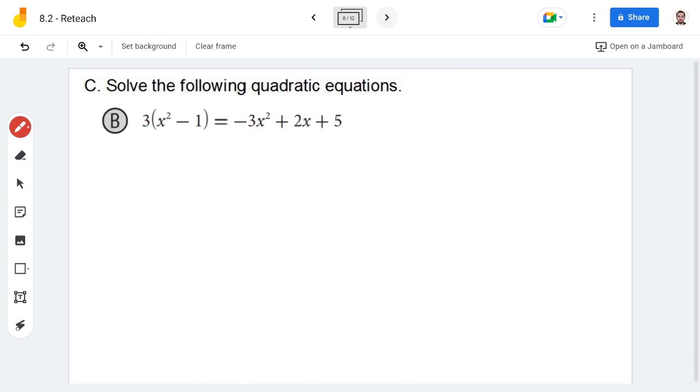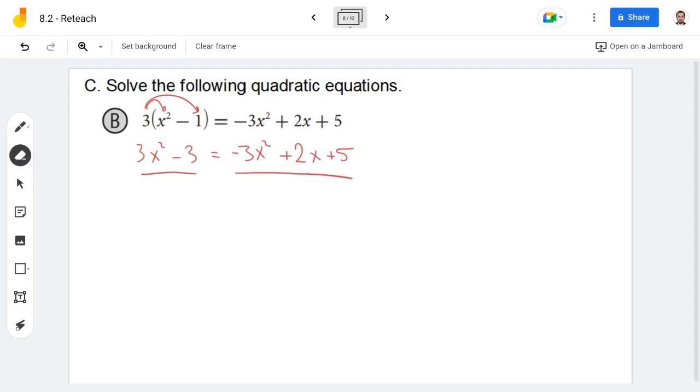We can also do this question, but because we do not have a lot of time in the video, because I don't need to make it so long, just the first step you need to do: distribute the 3 here. So we have 3x squared minus 3 equal to negative 3x squared plus 2x plus 5. Now simplify your equation. You can make this side equal 0, or you can make this side equal 0. It's up to you. Same thing. You still get the same answer.